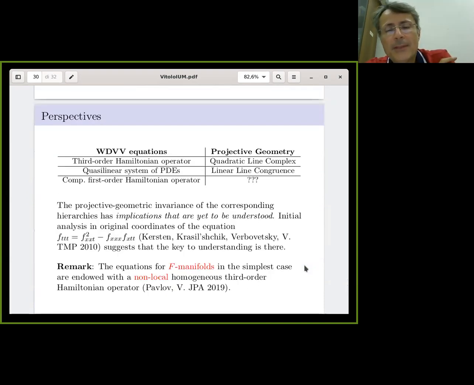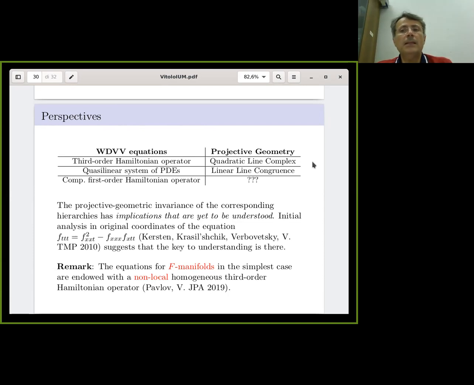Some comments. So WDVV equations have third order Hamiltonian operators, and these correspond to certain algebraic varieties, which are called the quadratic line complexes. And then we have quasi-linear systems of PDEs, and these are other projective varieties in another projective space. The quadratic line complex is in the space of lines of Pn, while the linear line congruence, which corresponds to every quasi-linear system of PDEs, is in the projective space Pn+1.